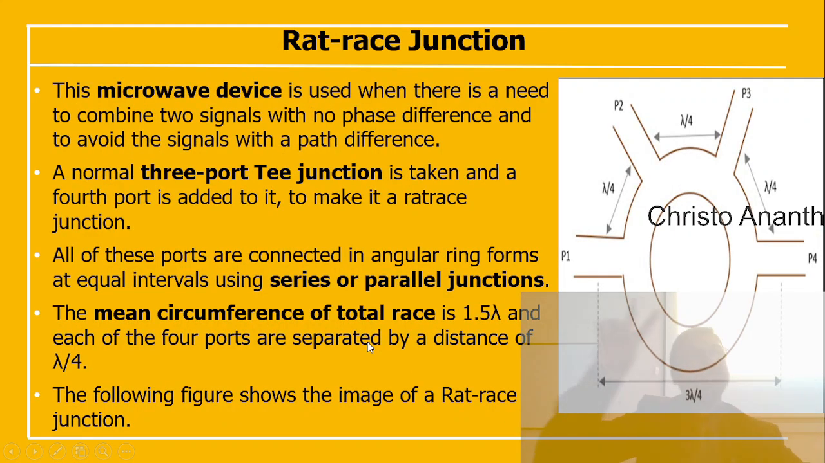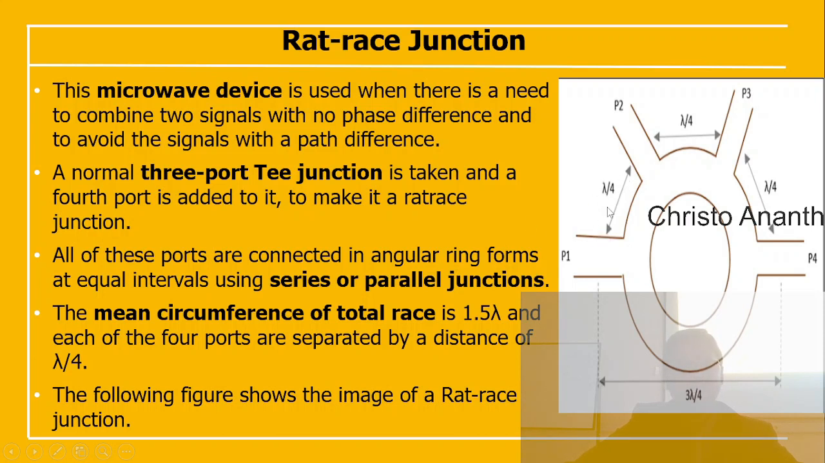Then we move on to the second part of today's class, which is nothing but the Rat-Race junction. Okay. So the microwave device is used when there is a need to combine two signals with no phase difference and to avoid signals with a path difference. So the normal 3-port T junction we will be using, and a fourth port is added in order to make a Rat-Race junction. Okay. So all of these will be making the annular ring at regular intervals.